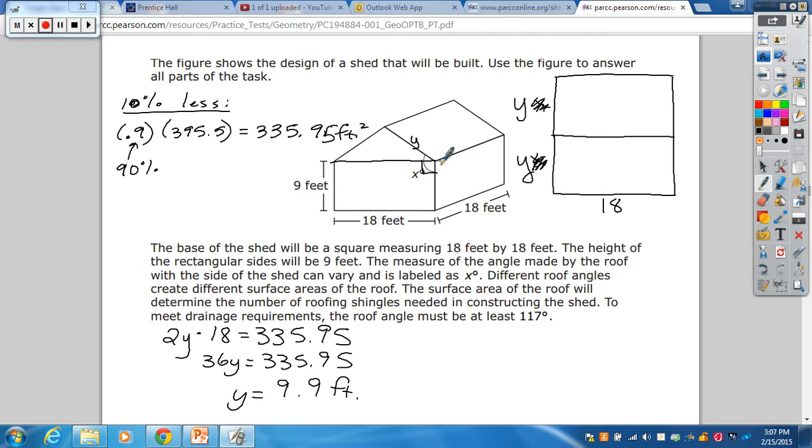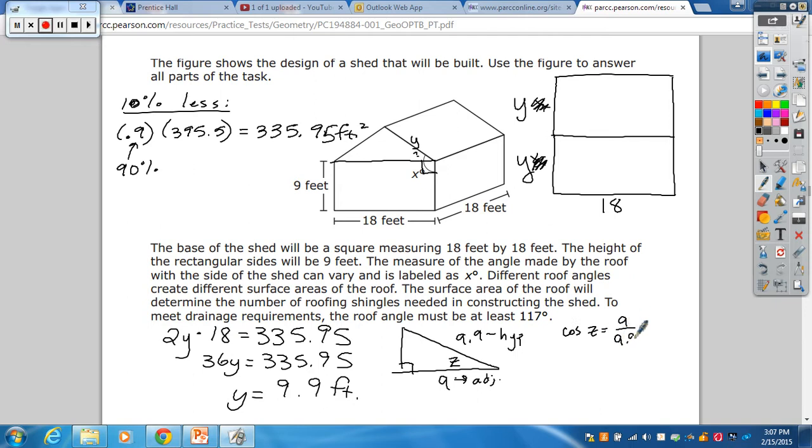Now, the question still is, does it meet the drainage requirements? And here's what I'm going to do. I have to find out what this angle measurement is right there. In order to do that, here's what I have: 9.9, and I have a length of 9 there, and I'm going to label this angle Z. I'm just trying to use different variables so you can differentiate between all of them. From there, I'm going to use again the cosine because this is the adjacent side, and here's your hypotenuse. So the cosine of angle Z is equal to the adjacent over the hypotenuse.